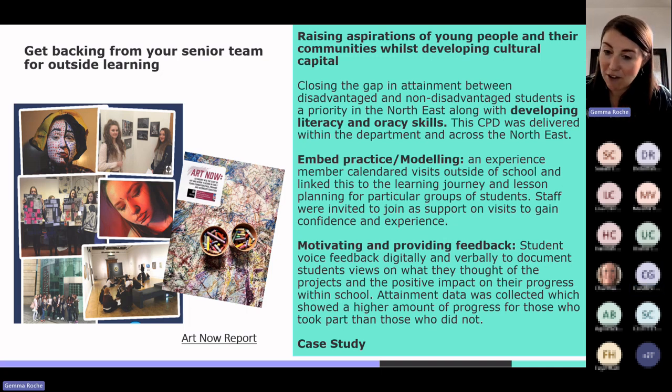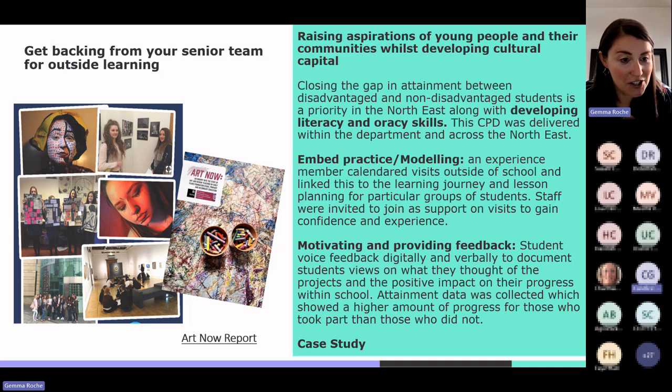I've come from an arts background, so I was head of faculty for the creative arts, but all of the projects I'm going to talk about today are cross-curricular, and that's how I got so much backing from my senior team, because I worked across the Academy Trust. It wasn't just within the arts, it was within the community. So I'm going to briefly cover how you can collate data to feed back to your senior team to get buy-in for these visits, because I know that can be a barrier.